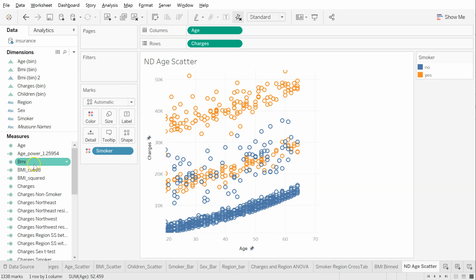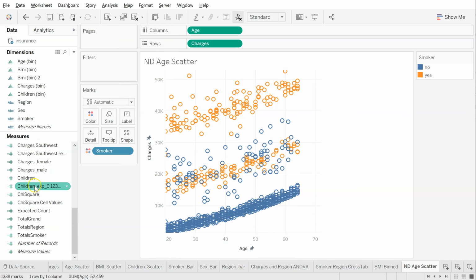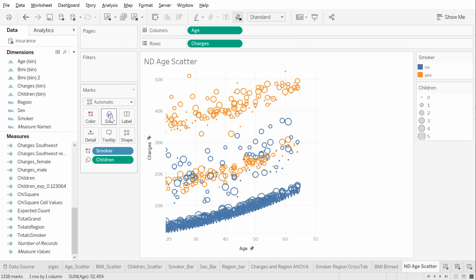Let's take a look at the measures. Let's start with children. I'm going to put children on size, so that way larger circles indicate more children. So now what I'm looking for is, does this middle section have all larger or all smaller circles? Well, once again, I'm seeing everything from large to small on the blue and large to small on the orange. I don't see that children is doing much good either here.